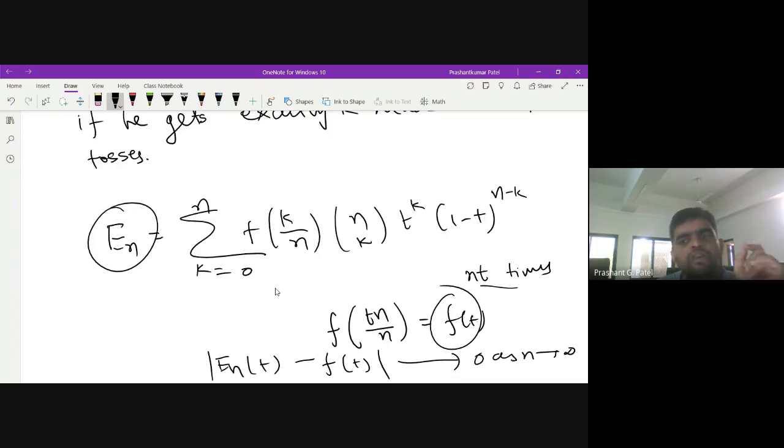And this we will prove in the next lecture. So this is the idea of how the proof of Weierstrass's approximation theorem leads down to the probability theory.